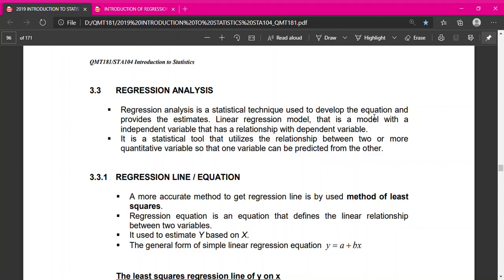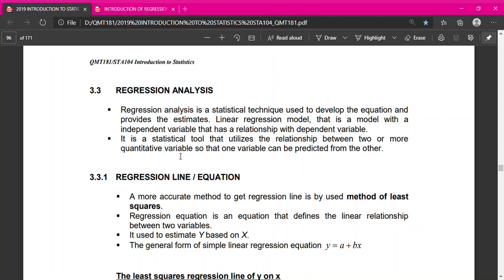Okay, dalam equation ni akan ada y dan juga x. And kita boleh estimate the y variable, which is the dependent variable. Okay, it is a statistical tool that utilizes the relationship between two or more quantitative variables so that one variable can be predicted from the other. Okay, so kita akan predict y. Okay, so dikata kat sini relationship between two or more quantitative variable. So you punya variable y dan variable x must be continuous.